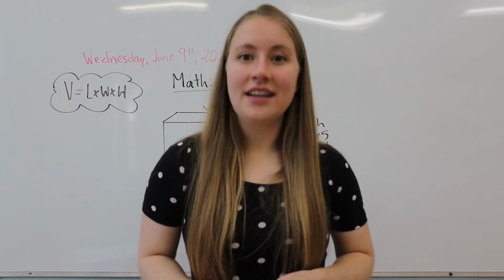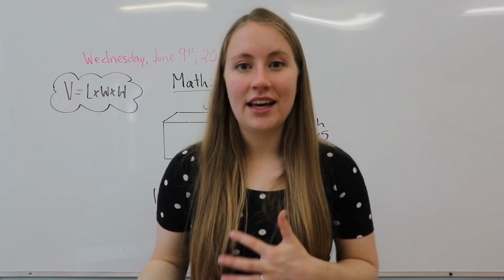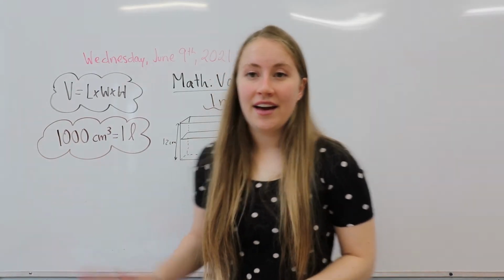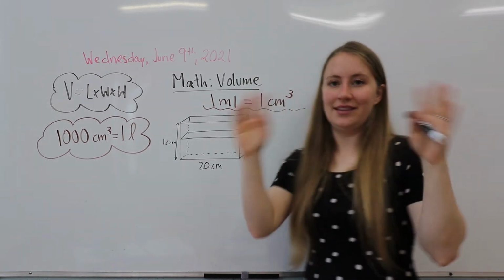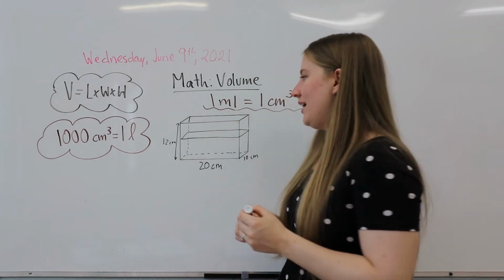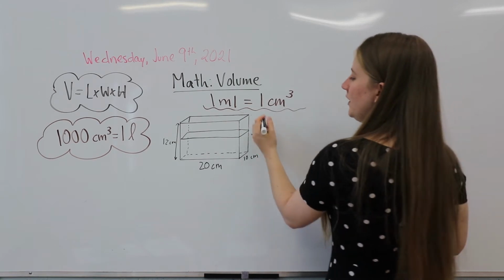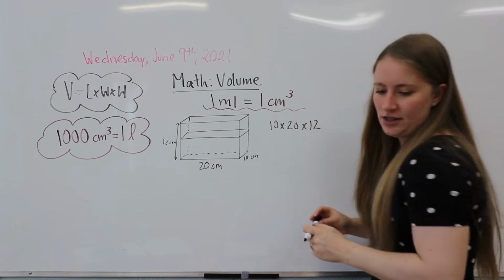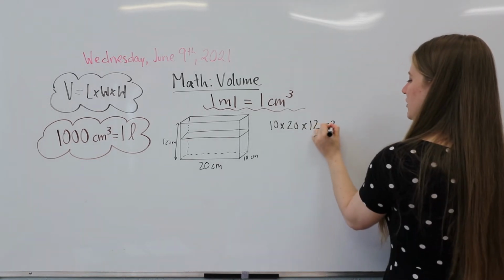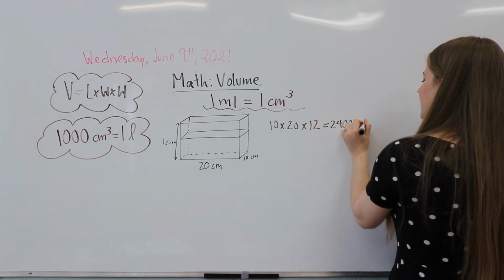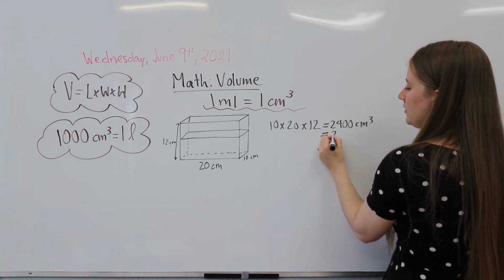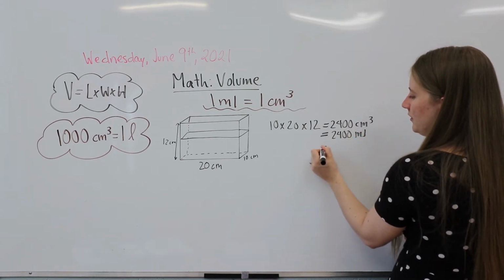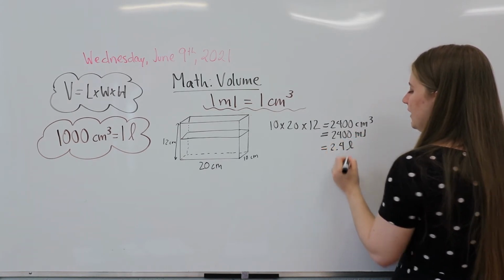So now we're going to use that to find dimensions using liters and milliliters as our volume, okay? So we have here our container of liquid, okay? So we know that if this container was full, we could just do 10 times 20 times 12 to find 2,400 centimeters cubed, which would equal 2,400 milliliters or 2.4 liters, right?